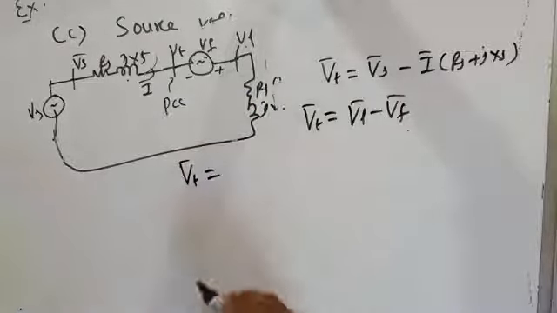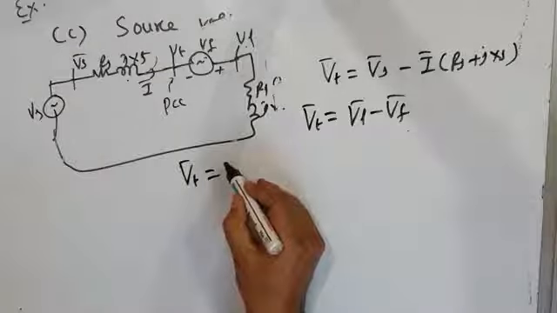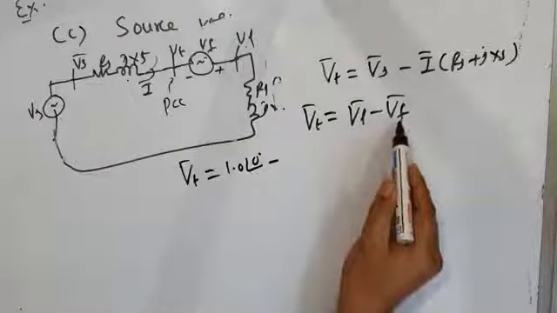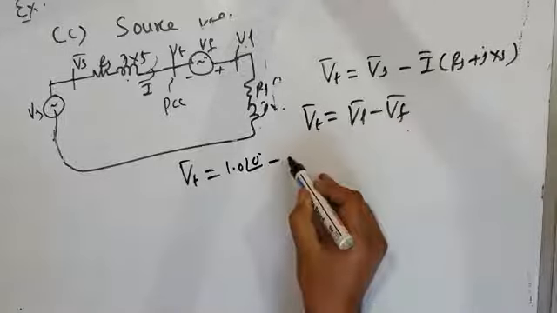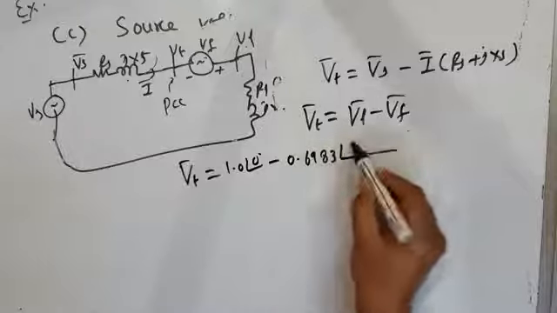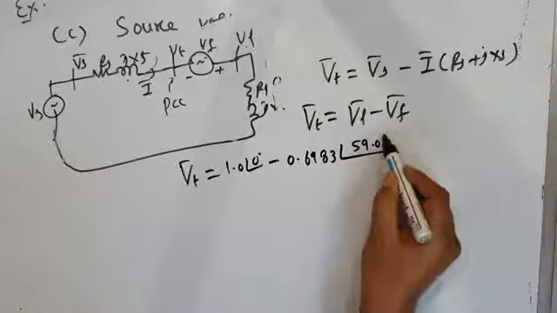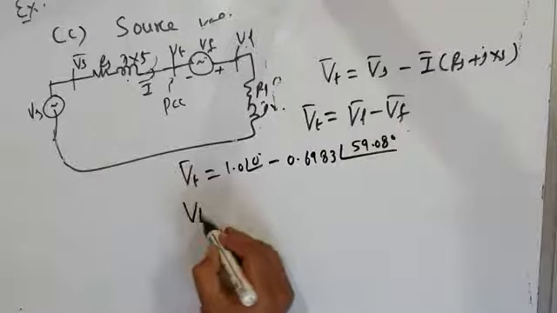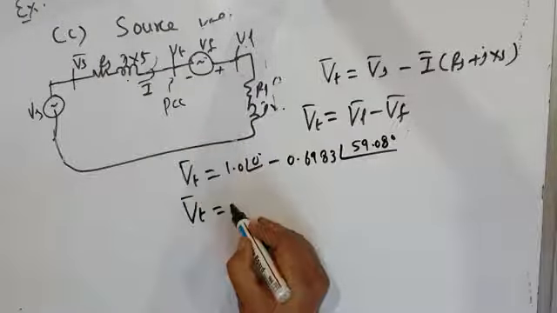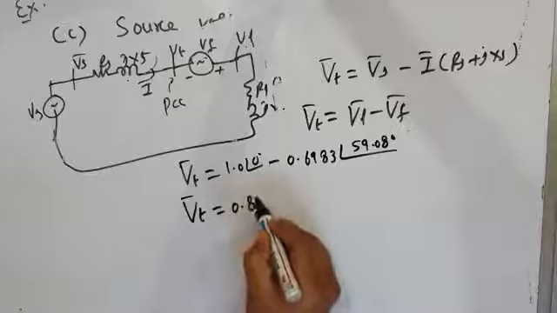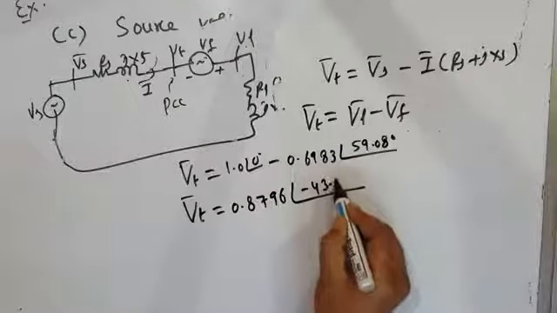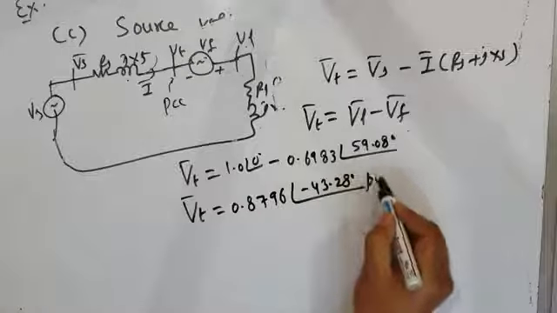हमारे पास load voltage है 1.0 per unit, 1.0 at an angle of 0 degree minus DVR injected voltage, हमें पता है it is 0.6983 at an angle of 59.08 degrees. तो ये कैलकुलेट कर लीजिए, यहाँ से टर्मिनल वोल्टेज और वोल्टेज ऑफ पॉइंट ऑफ कॉमन कपलिंग निकलेगी, that is 0.8796 at an angle of minus 43.28 degree per unit. That's all.